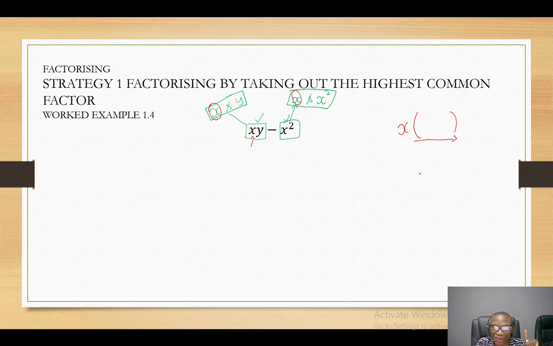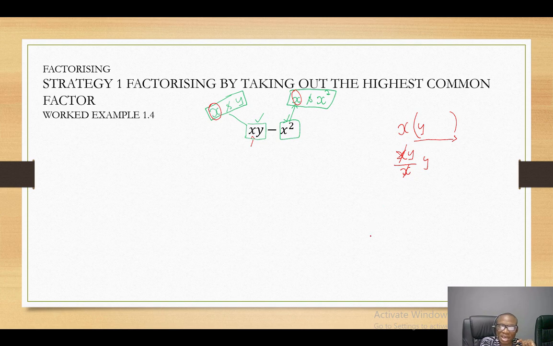Okay, let's figure out what we write inside the bracket. I want you guys to do this. You go back to the expression that you are factorizing. Remember, you are factorizing xy minus x squared. So you go to your first term, which is xy. You divide it by that highest common factor. In this case, it's x. Remember, I wrote x outside. So now you say, okay, xy divided by x. Surely it is y. So you put y.